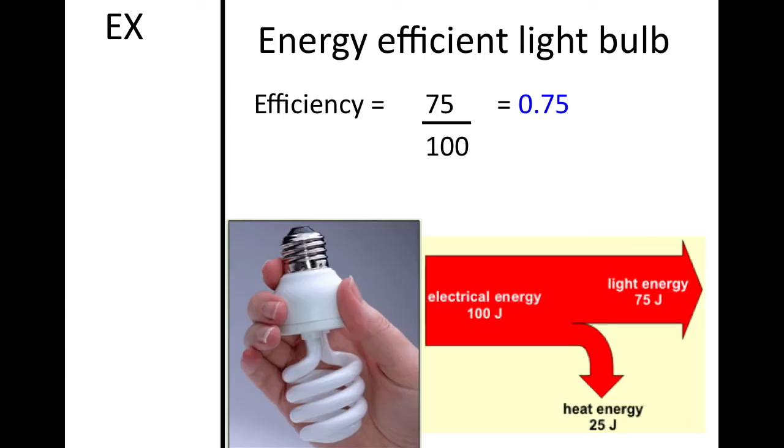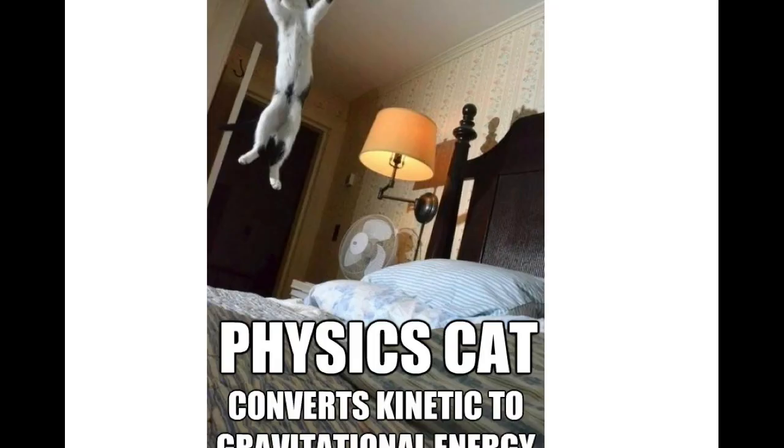Maybe you even have some in your house. And this is an energy efficient light bulb. When you look at the amount of energy that can be produced, how much is actually useful and how much is a waste, you can tell that this one has a higher efficiency than the last light bulb, which means you have a lot less waste.